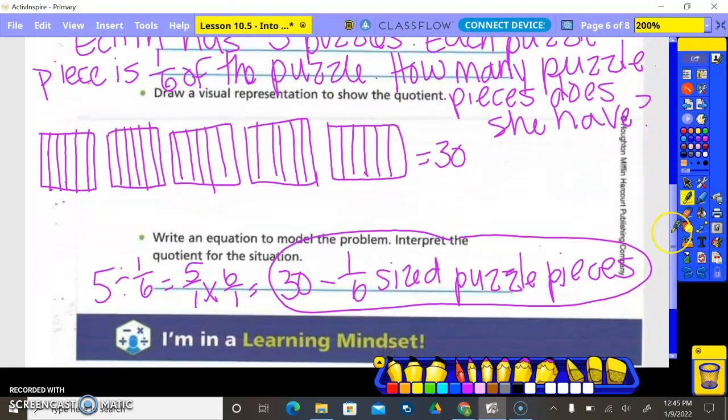pieces. Then it wants us to write an equation to model the problem, interpret the quotient. So we took 5 divided by 1/6, which equals 5 over 1 times the reciprocal of 1/6, which is 6 over 1, and got 30. So there were 30 1/6 individual sized puzzle pieces.